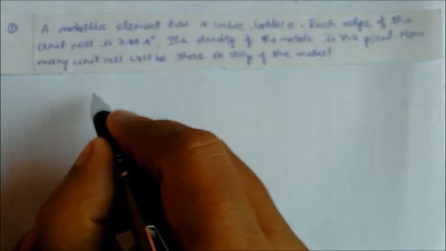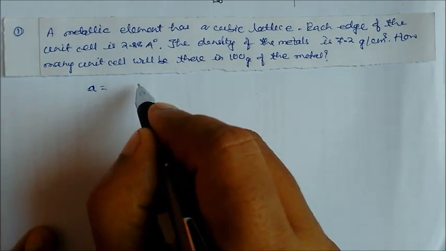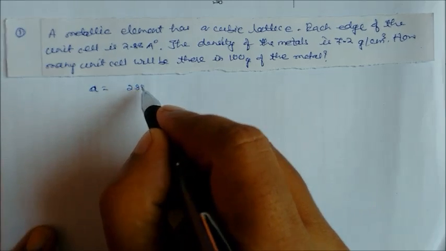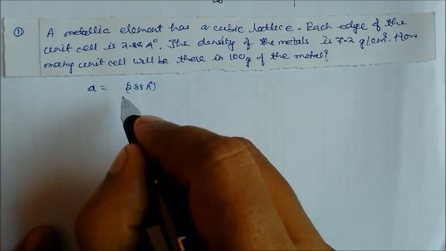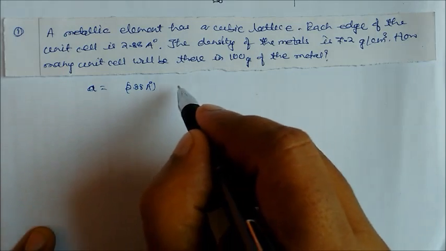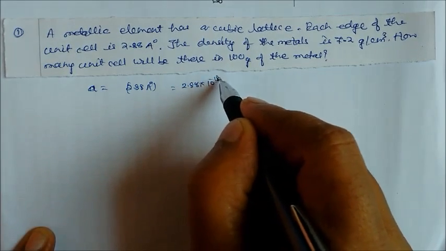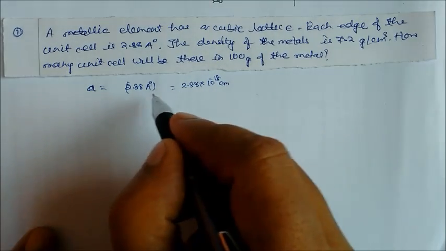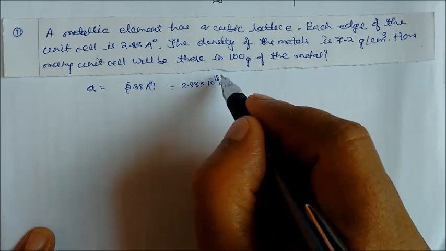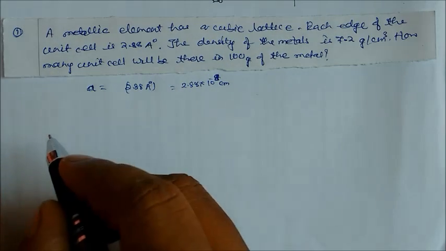Here we know the edge length is given as 2.88 angstrom. So we can write it as a. If we write it in centimeter, it becomes 2.88 into 10 power minus 8 centimeter.